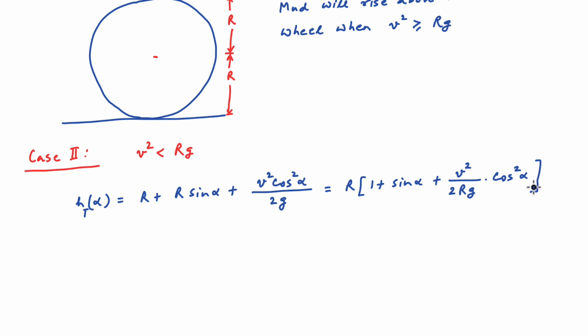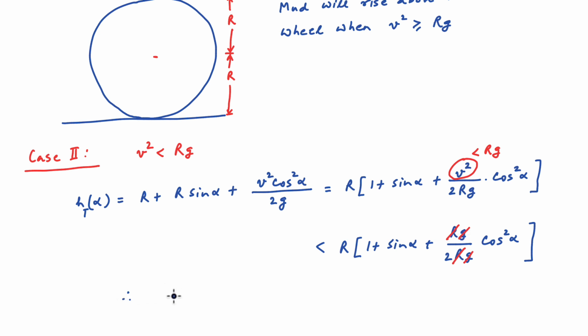Now, in the third term, v square is less than rg in this case. Therefore, this whole expression is less than R times in brackets 1 plus sine alpha plus rg upon 2rg multiplied by cos square alpha. In the third term, rg cancels across the numerator and the denominator. Therefore, h of alpha is less than R times in brackets 1 plus sine alpha plus half of cos square alpha.